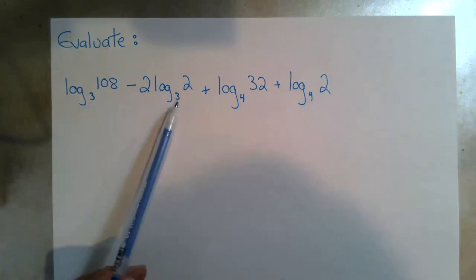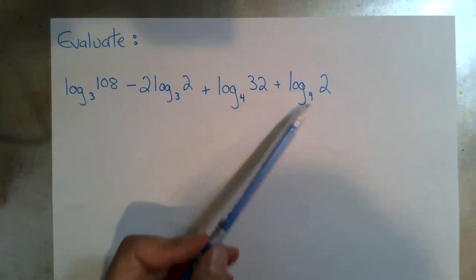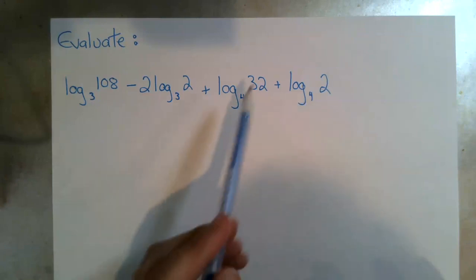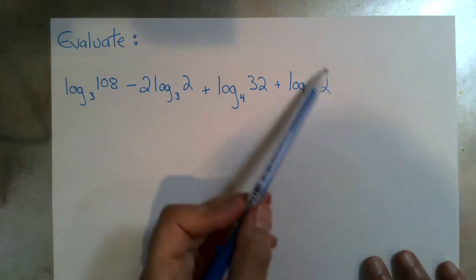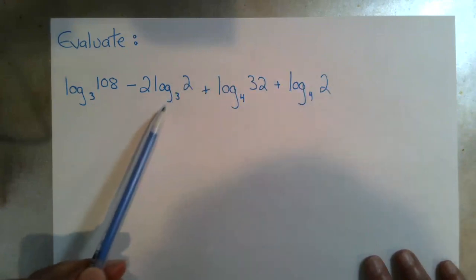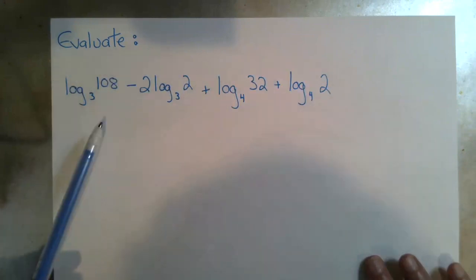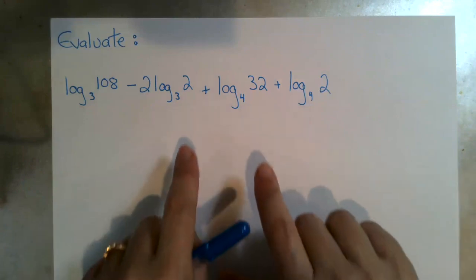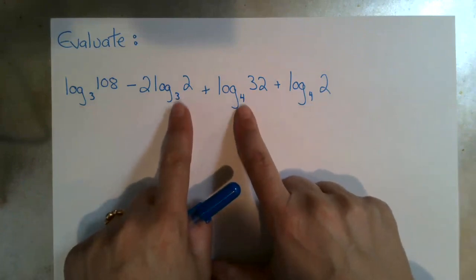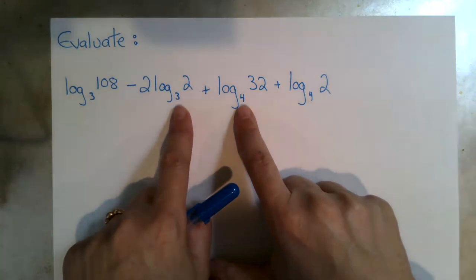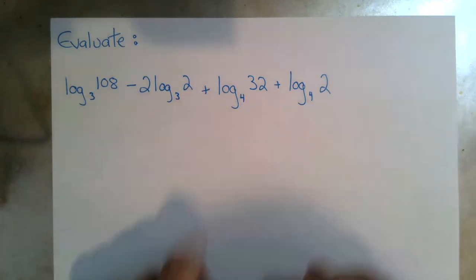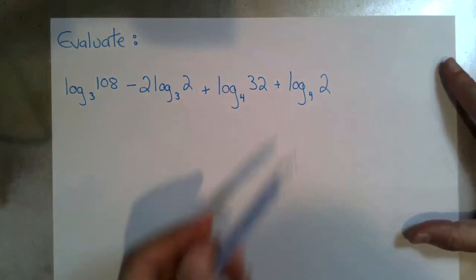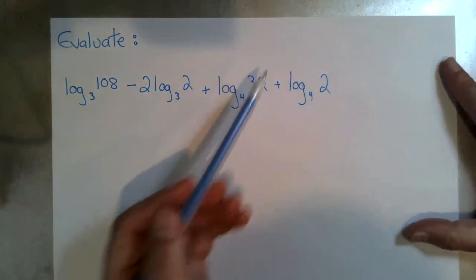These say log base 3. These say log base 4. I can apply my rules to these two terms, and then I can apply my rules to these two terms, but I cannot apply the rules to two terms that have different bases. I can't put those guys together. So let's go ahead and start over here.